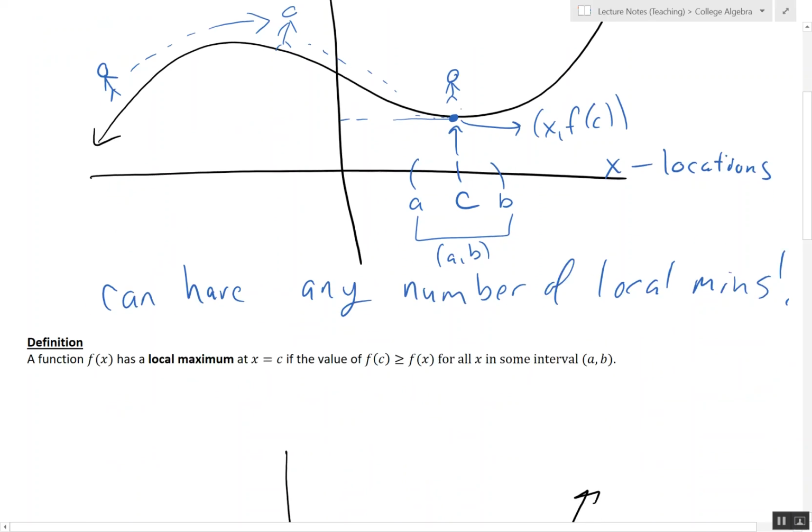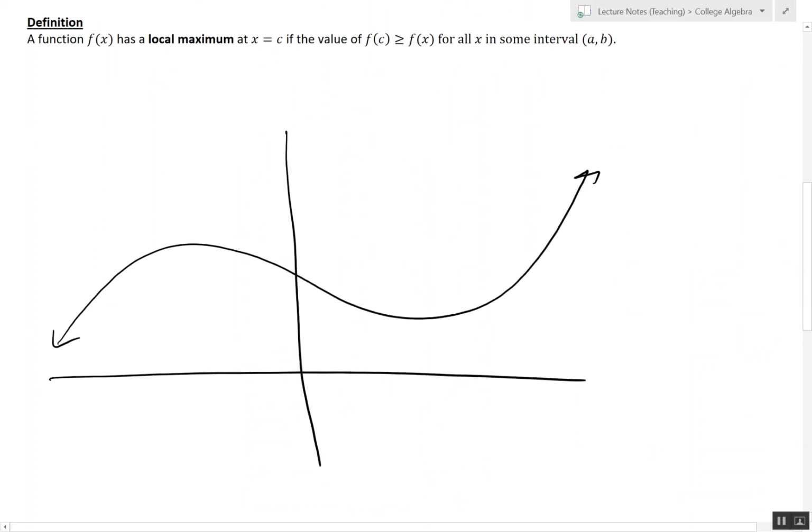So let's look at local maximum. The definition is very similar. But this time, as we're thinking about this person walking on the graph, we want to know when he or she gets to the top of a hill. So in this case, when we're at this point, this is now what we're calling c.